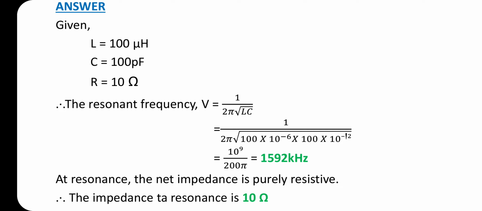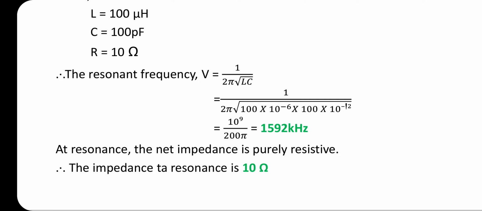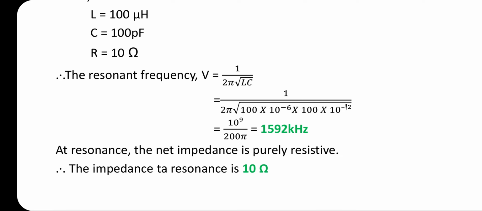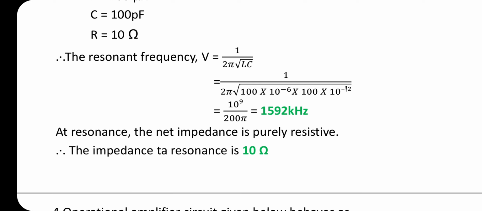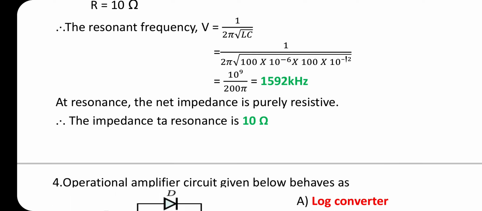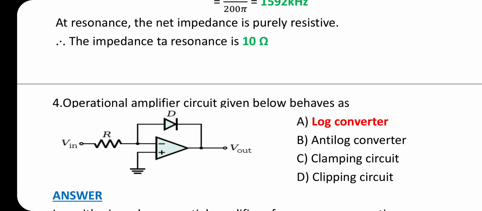equal to 1 by 2 pi root LC. Substitute the value of L and C, we get the resonant frequency as 1592 kHz. At resonance, the net impedance is purely resistive. Therefore, the impedance at resonance is 10 ohm.